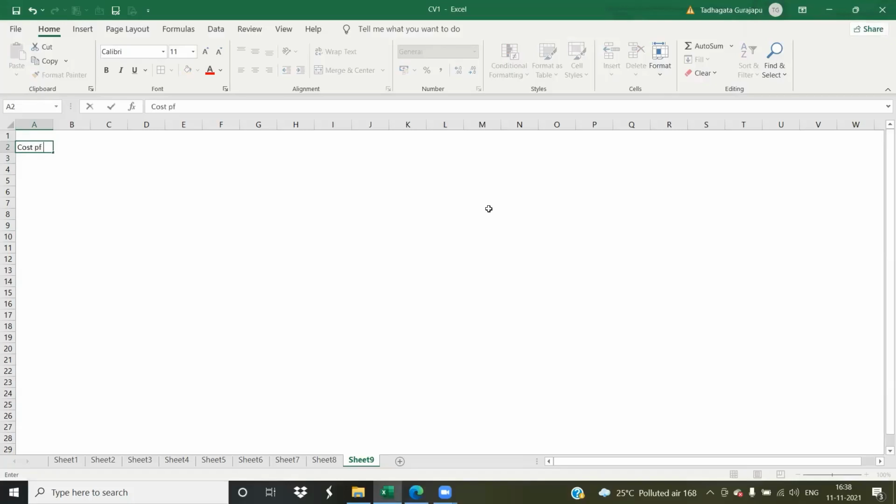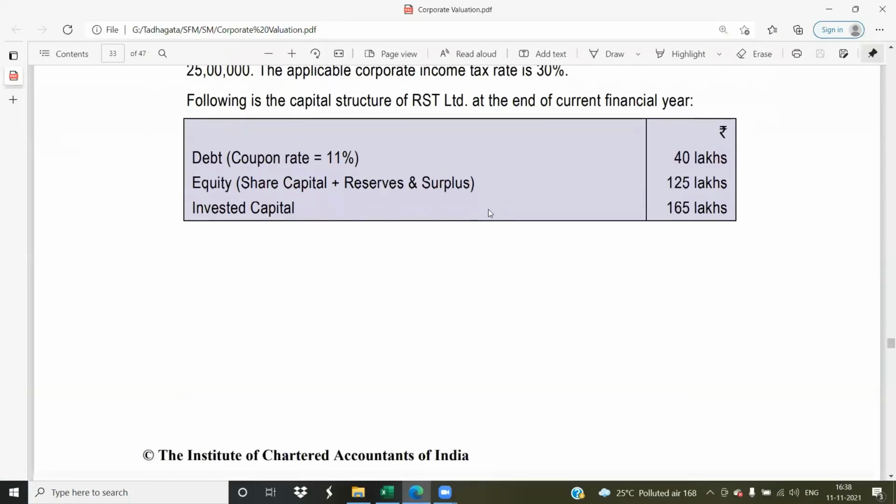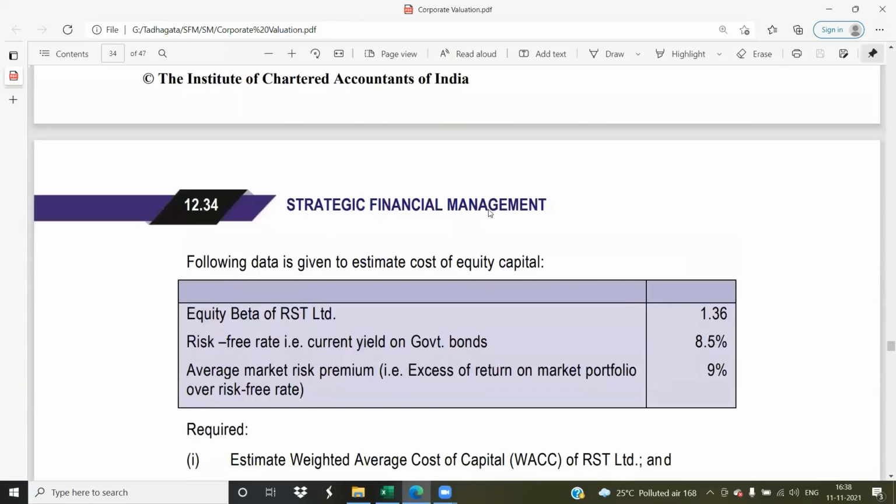cost of equity. What is the cost of equity? Cost of equity is equal to RF plus equity beta into RM minus RF, right? So here KE, that is cost of equity, is equal to, what is RF? RF is 8.5% plus 1.36 into 9%.